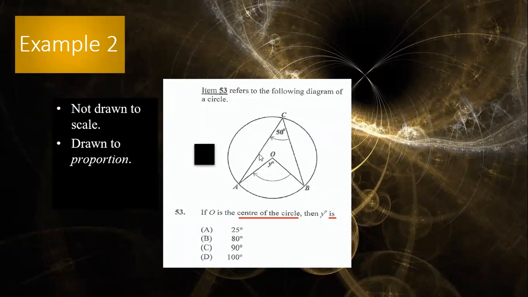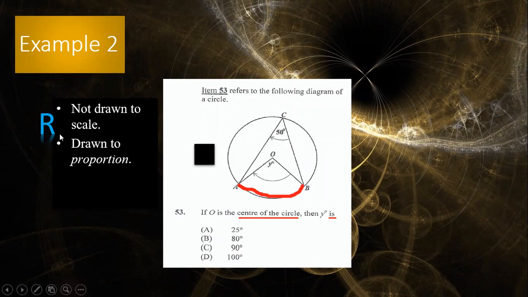So even though it's not drawn to scale, this is going to be a circle. This is the center of the circle. When you have two angles standing on an arc, this is the arc here. The angle at the center is always bigger. In fact, the angle at the center is twice as large as the angle at the circumference. That is the theorem. However, if you didn't know that theorem, you can use the fact that it's drawn to proportion and y is bigger than 50. So that's your reasoning skills.